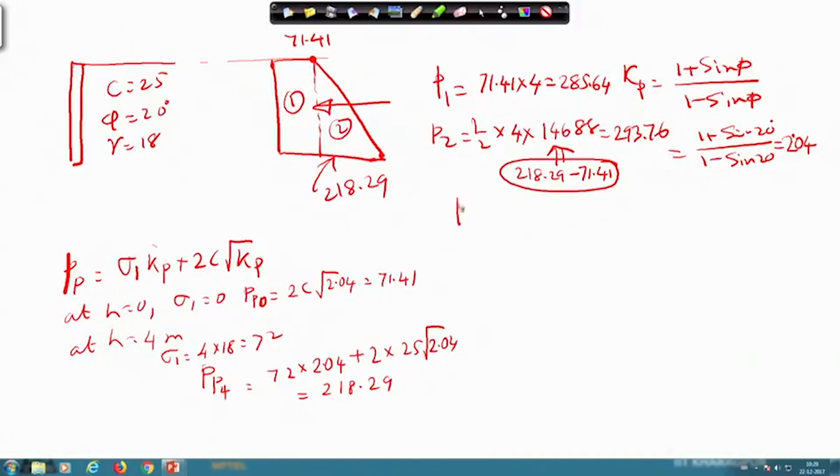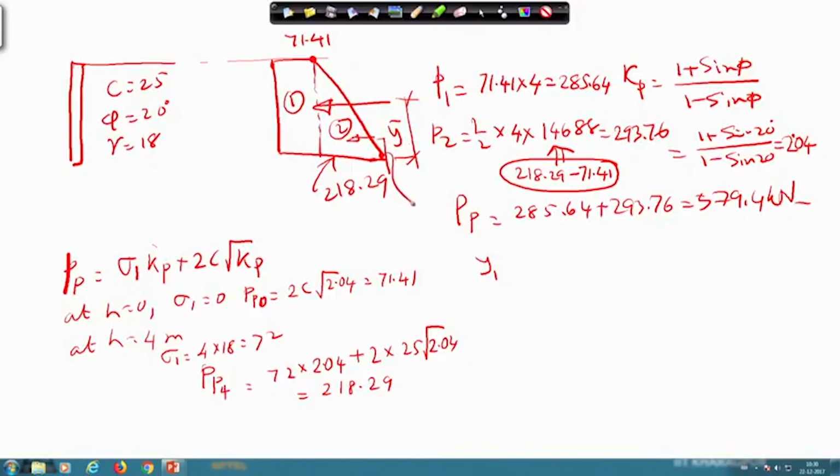Then Pp will be equal to these together, 285.64 plus 293.76. This gives you 579.4 kilonewton. And now to find y bar, I can find y1. So, y1 is for this.